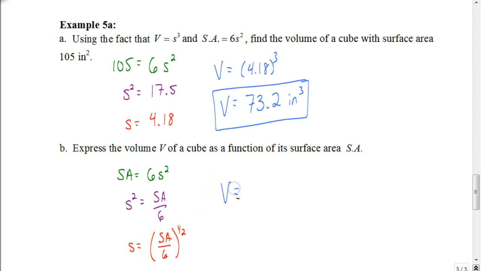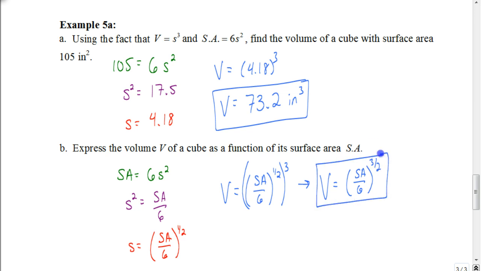Again, my goal is to find a formula for the volume in terms of my surface area. So remember, the volume is the side length, or edge length, cubed. Well, I just found that edge length is this. But now we're going to take that side length, that edge length, and cube it. Well, we have that theorem, that property that tells us we can multiply these two exponents together. So the formula to find the volume, written as a function of its surface area, would be this. And that would be my answer.